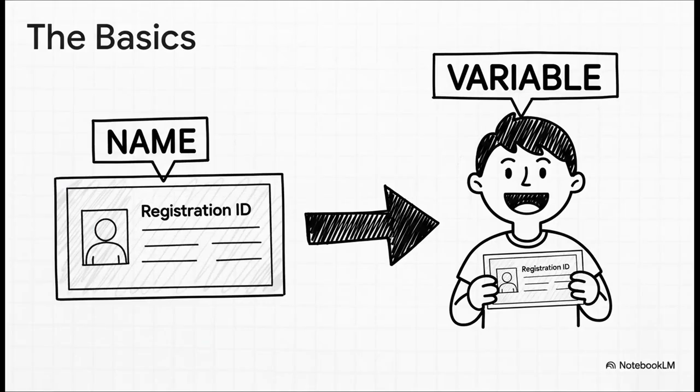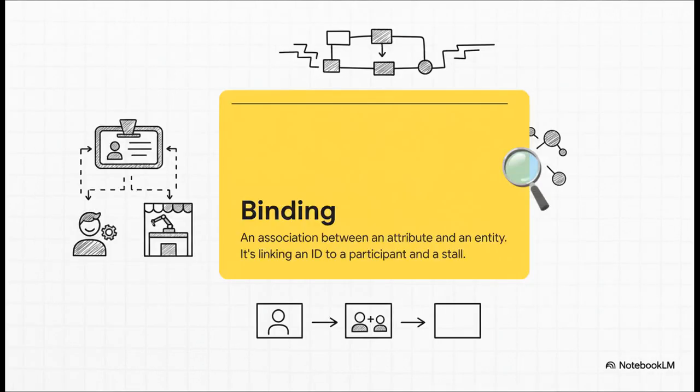So picture this. You walk up to the registration desk, they ask for your name, you give it to them, and they hand you a registration ID. Simple. In our code, that ID is the name. And the participant holding the ID, that's your variable. So when you type something like, say, score equals 100, you're literally giving the participant, the number 100, a registration ID called score. Now this next part is absolutely crucial.